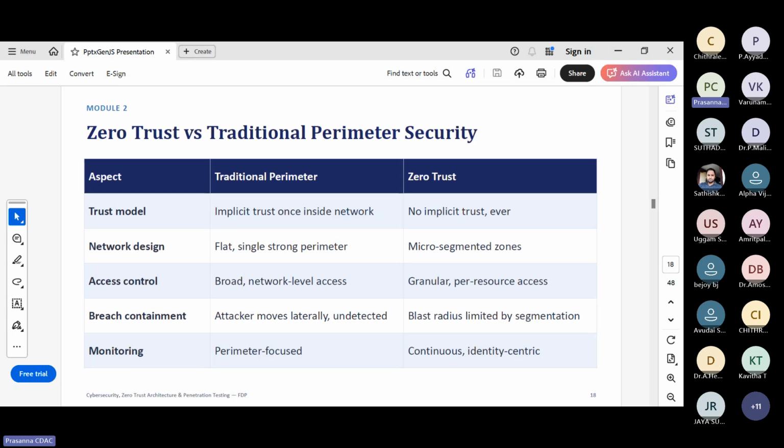Here, in that case, it is limited due to the segmentation. Only 20 systems get affected. Monitoring, in the previous case, it was only the firewall team or the server person or whoever is a system administrator. He will be seeing what all activities are happening in the firewall, or what traffic is moving, and whether the servers are in proper condition. But here, in the case of zero trust, every endpoint comes under monitoring.